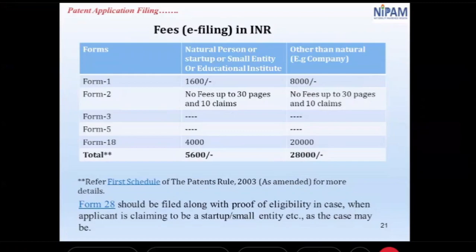Now the fees have been reduced by up to 80%. After the reduction, the fees are 5600 rupees, that is 1600 and 4000 rupees, and this is only applicable for a natural person, or if you are a startup, a small entity, an educational institute or any government establishment. That means if ICAR is filing, which falls under government establishment, the charge for this filing is 1600 rupees plus 4000, that means 5600 rupees.